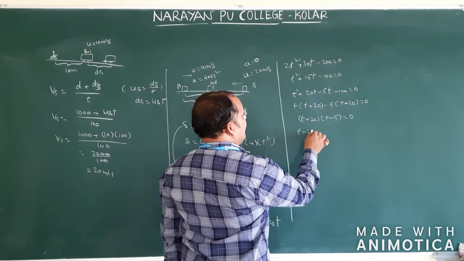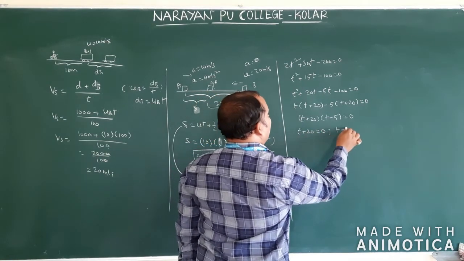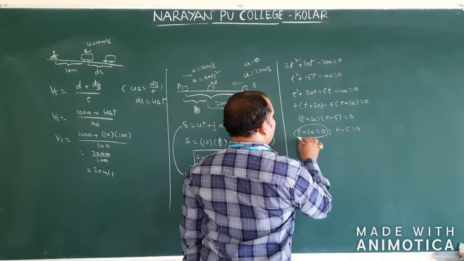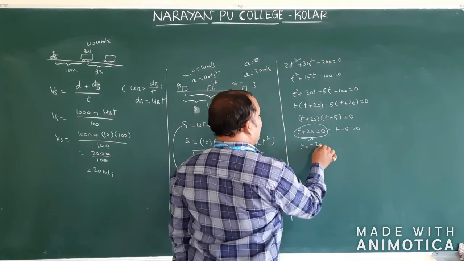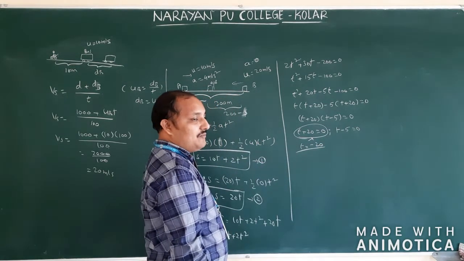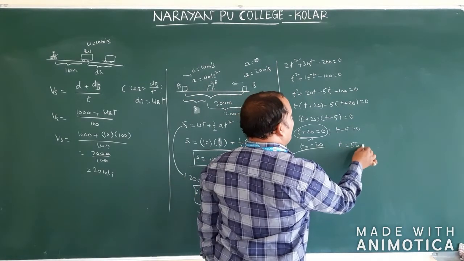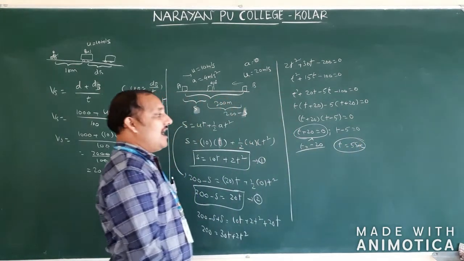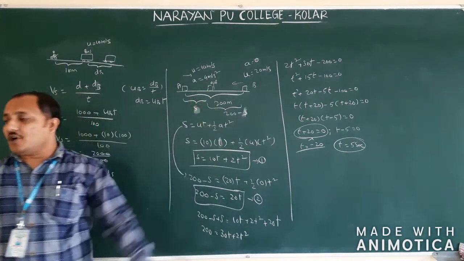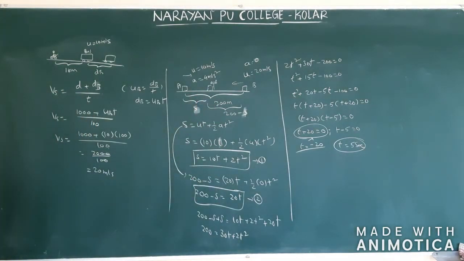In this, t plus 20 equal to 0, t minus 5 equal to 0. So this is not possible because t is equal to minus 20; time we won't say in negatives. Therefore in this t is equal to 5 seconds. Means after 5 seconds both the objects are going to collide. Therefore option 1. See the next question.